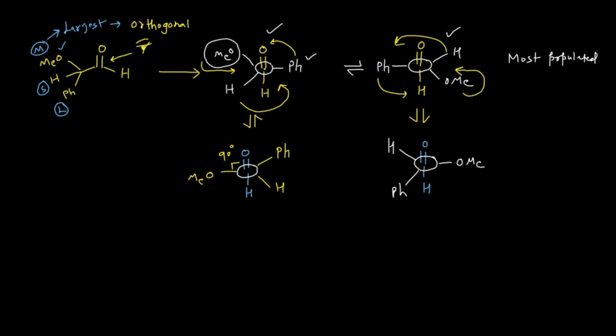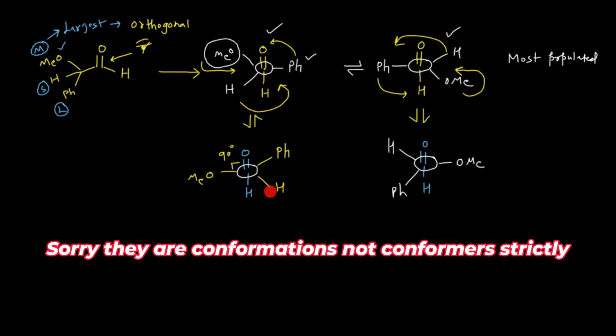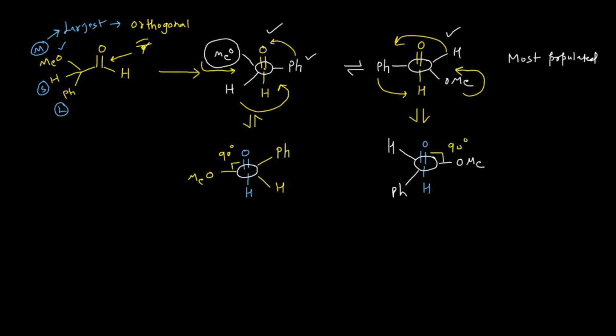So you have drawn the two conformers, and in these two conformers, mind you, your electronegative group is at 90 degrees with respect to the plane of the carbonyl carbon, and these two are the most reactive ones. Please remember, they are the most reactive towards nucleophilic addition reaction.